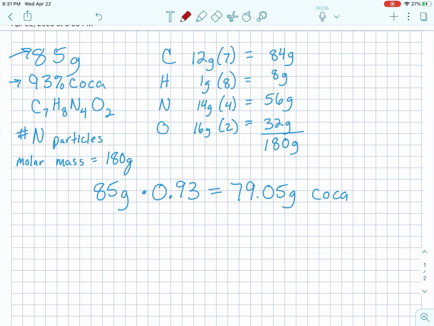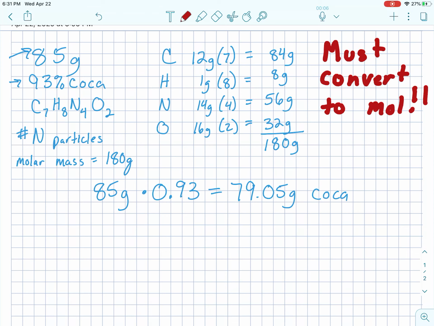But on this, the very first thing is that you must convert to moles. Okay? So I just tell you, put a box around it, put a star around it, highlight it, whatever. So there you go.